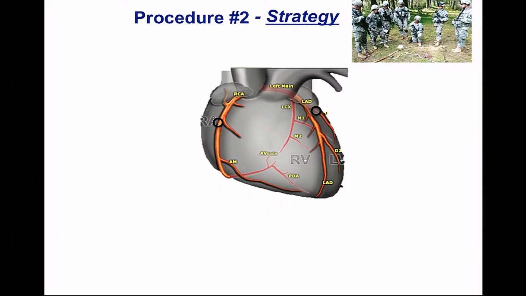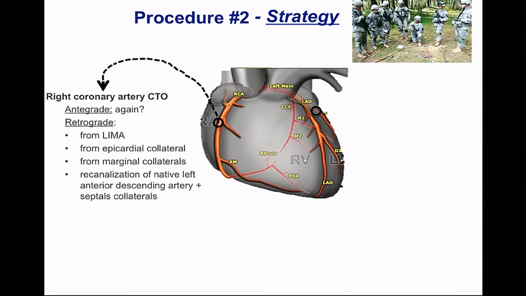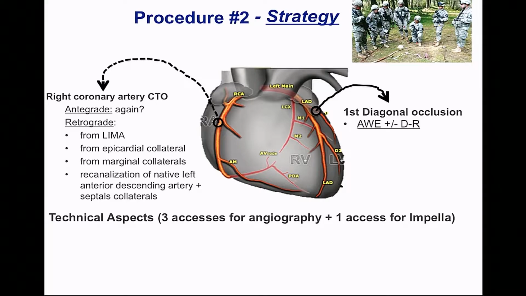What would be our strategy for the second procedure? For the RCA, should we go antegrade again? Retrograde? If we go retro, through the LIMA, the epicardial collaterals, the marginal collaterals, recanalize the LAD and use the septal collaterals. And what about the diagonal? Antegrade wire escalation plus or minus dissection reentry.